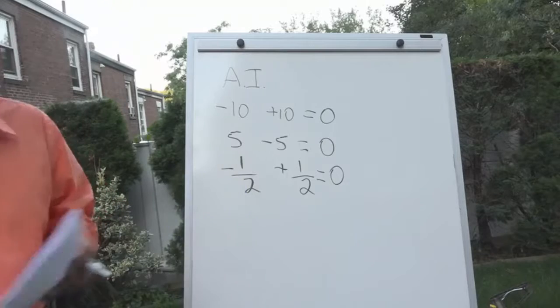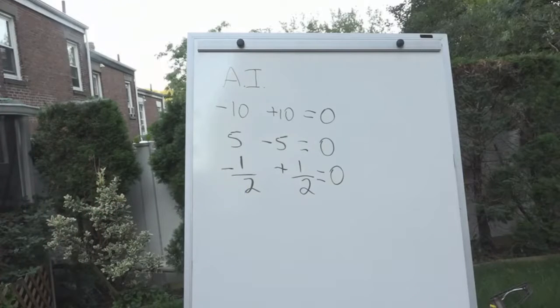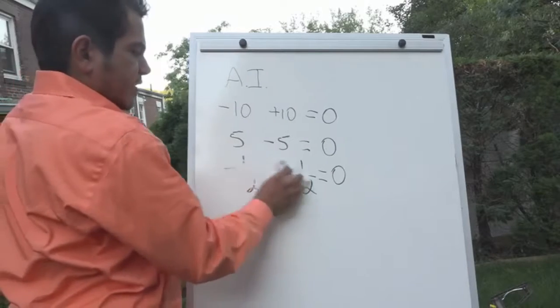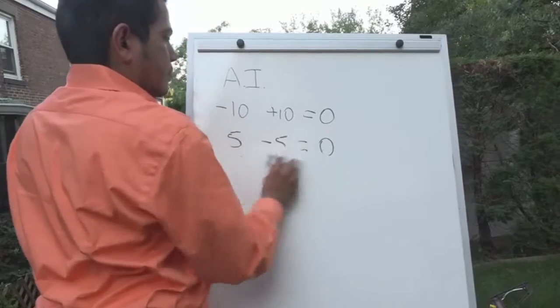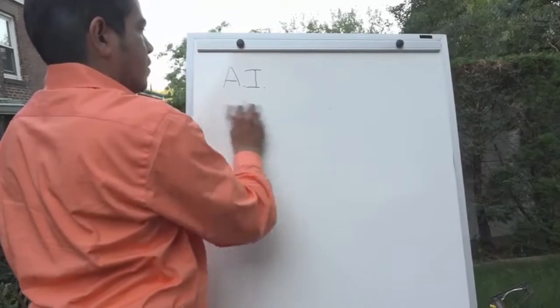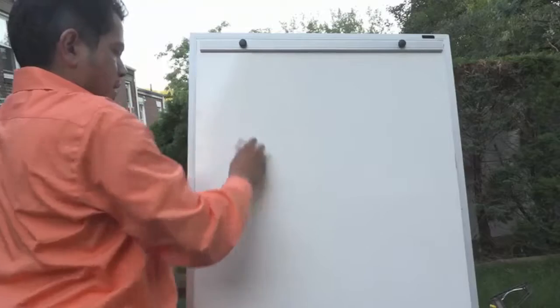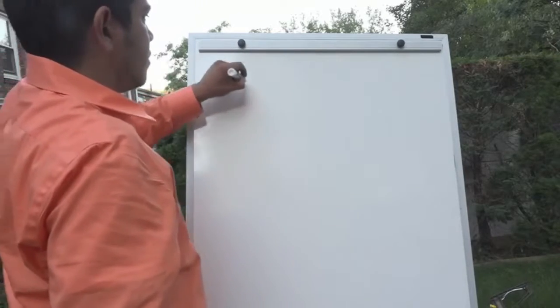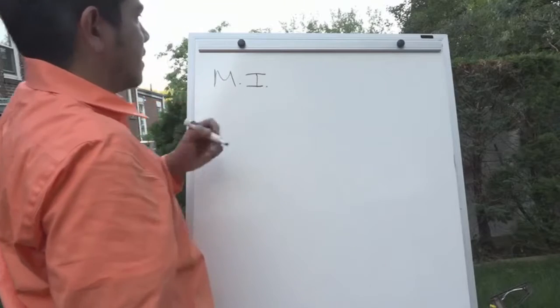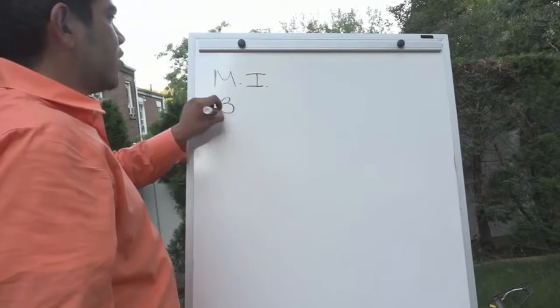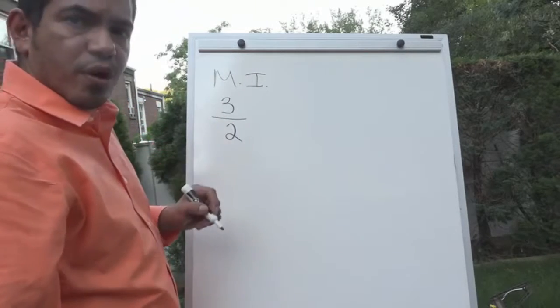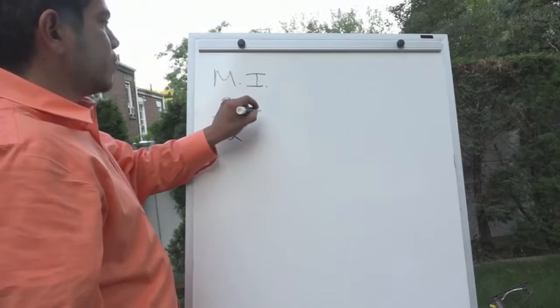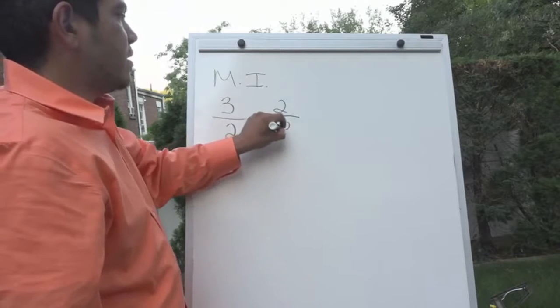All right then. Now the other thing I wanted to talk about was the multiplicative inverse. Okay, the multiplicative inverse of any number is nothing more than its reciprocal. The reciprocal of 3/2 is 2/3.